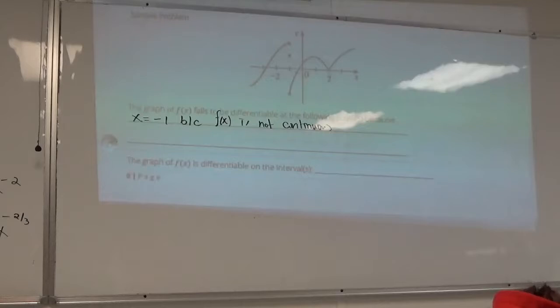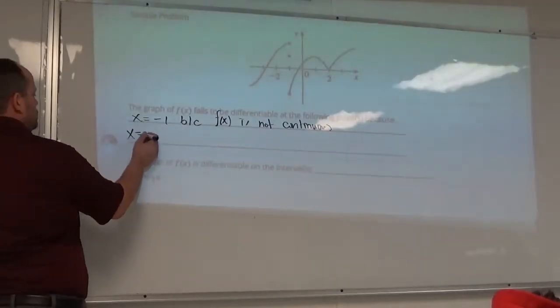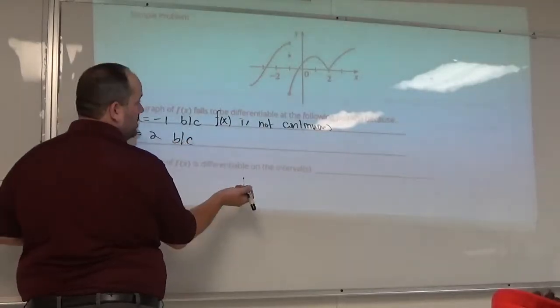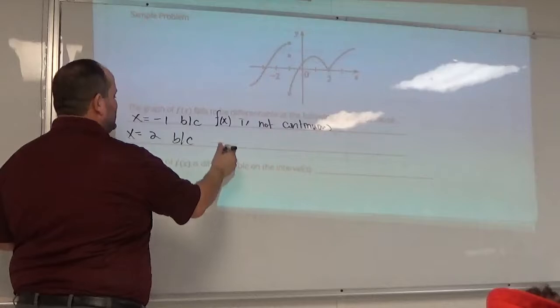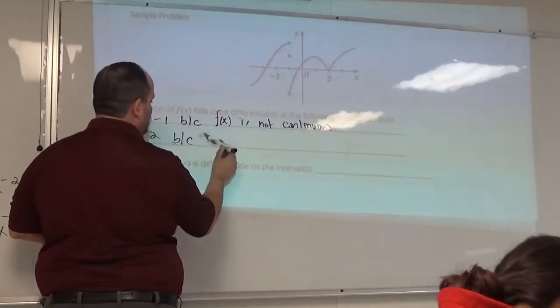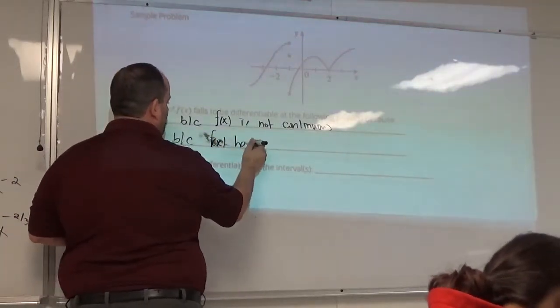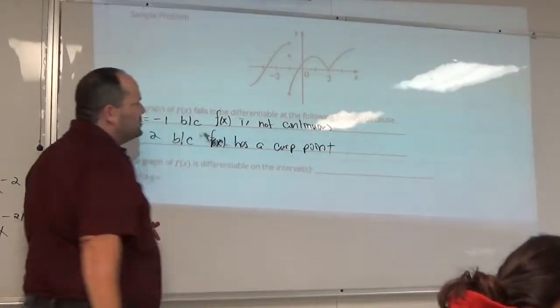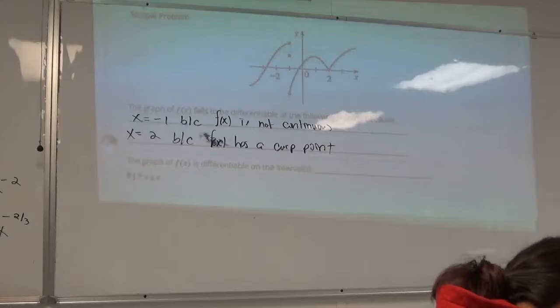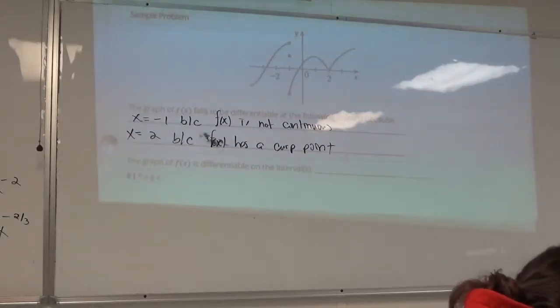There's another place. Sheila, do you see another place where the graph's not going to be differentiable? At x equals 2, because f of x has a cusp point. Now, some folks were saying that there's a third place. If there's a third place, where is this third place that we're seeing? Henry, where do you see it?